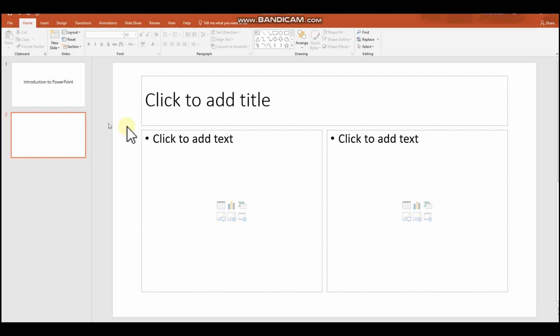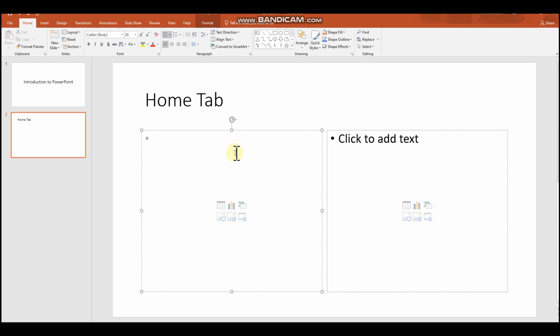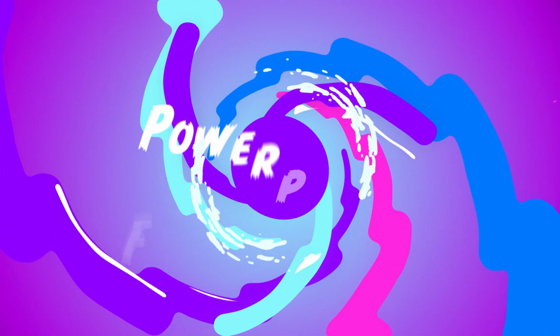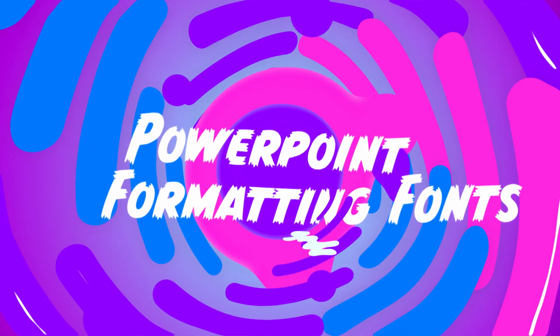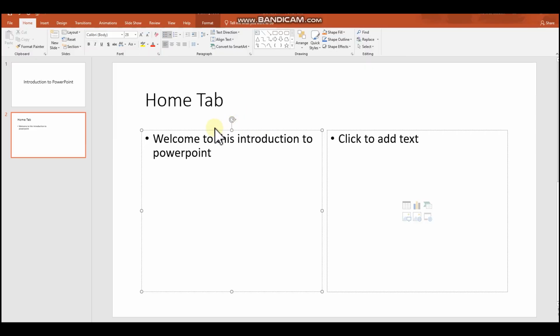So, moving on, I've set up this slide here. I'm going to put a title on there like that, and in this first tab I'm just going to put some exemplar text. So welcome to this introduction to PowerPoint. Okay, now that I've added some exemplar text, we're going to look at how we can format the text.